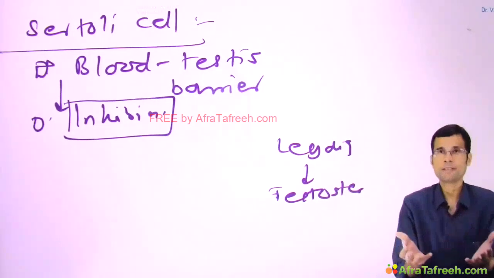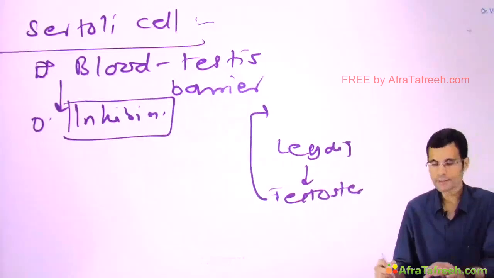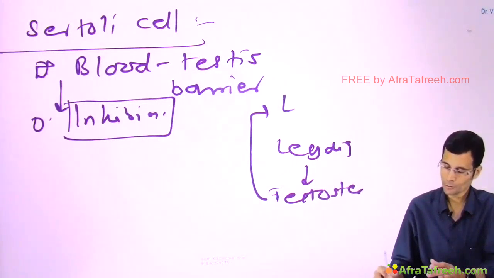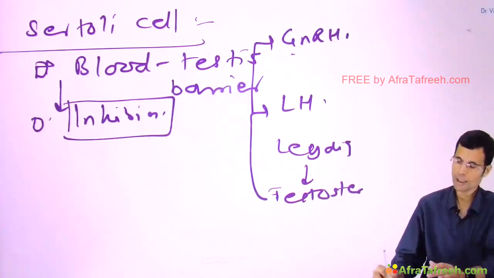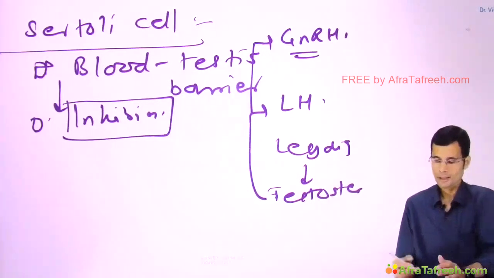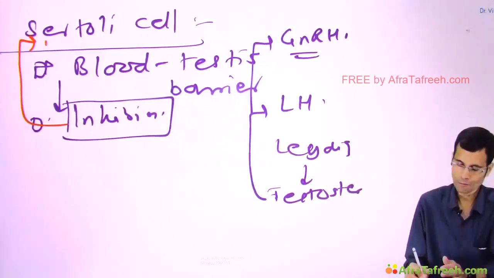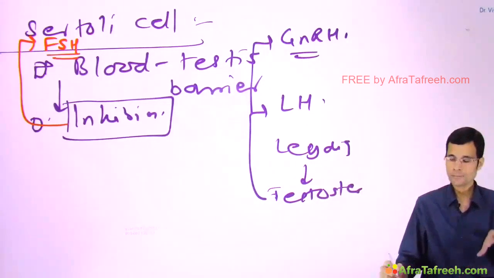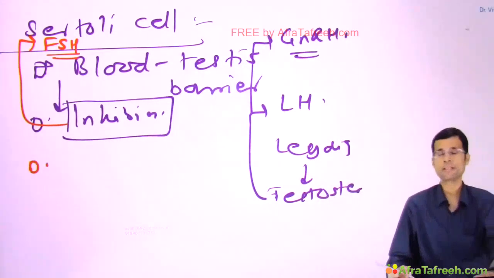What is the difference between these two hormones? Testosterone will exert the negative feedback on the pituitary gonadotropin LH as well as on the hypothalamic GnRH. Inhibin has only one negative feedback, inhibition of FSH. So that's its primary role. Inhibin inhibits the FSH secretion from the pituitary.